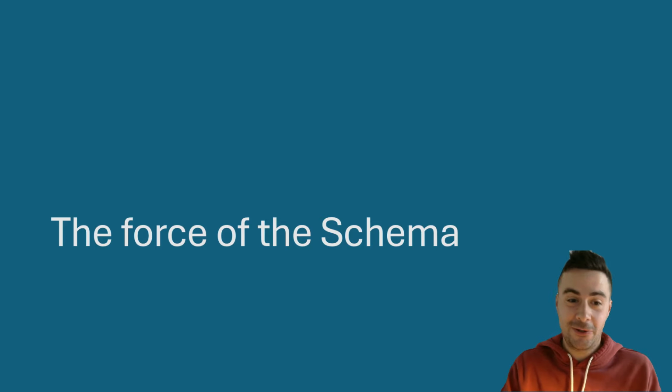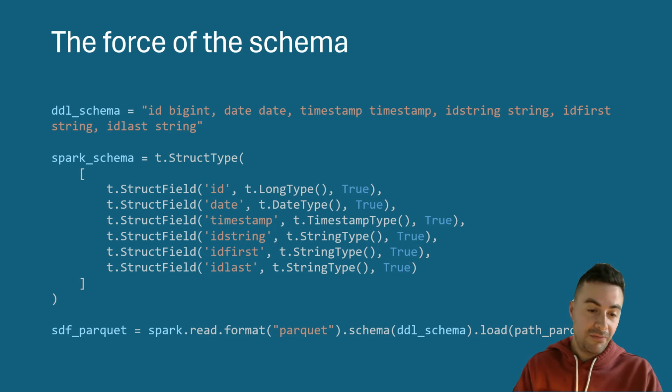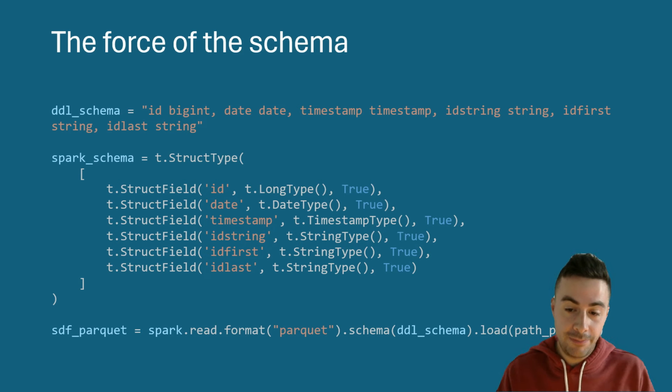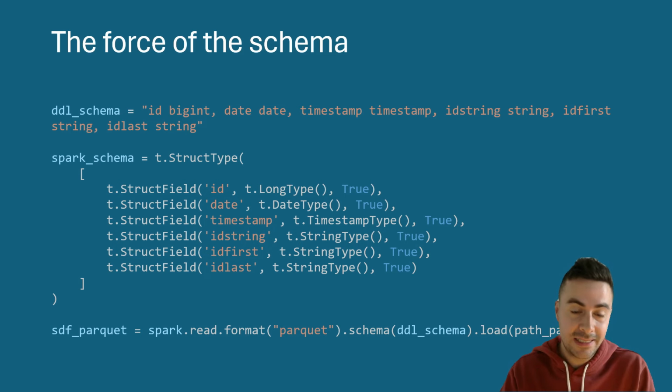So one topic we talked about is the schema, like the enforcement of the schema. So how do you define a schema? You have two options, either as a DDL schema or a Spark schema. And what you do at the end, in this case, here's an example for Parquet: you basically read the format Parquet and then use dot schema and then the DDL schema or Spark schema to define it. I'm also going to add here a link where you'll find a little bit more details about the whole schema topic.